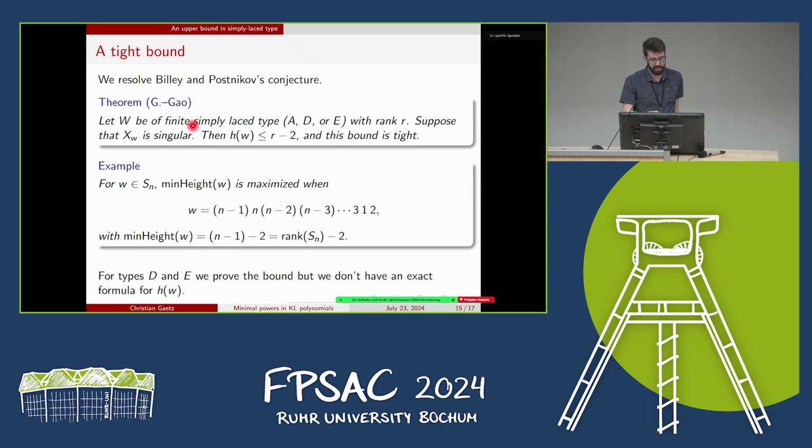So let's see in type A how that follows from the theorem, the exact formula for h of W that I showed you previously. That's right. Rank of the Coxeter group is the number of nodes in the Dynkin diagram. So symmetric group Sn, for example, has rank n minus 1.